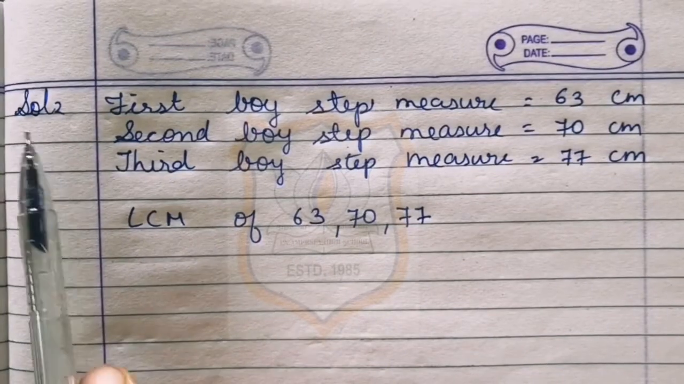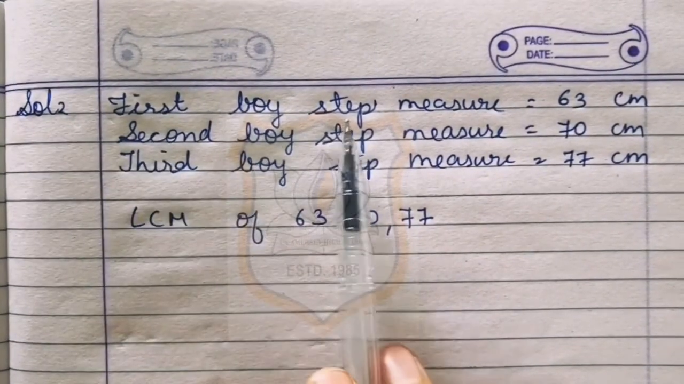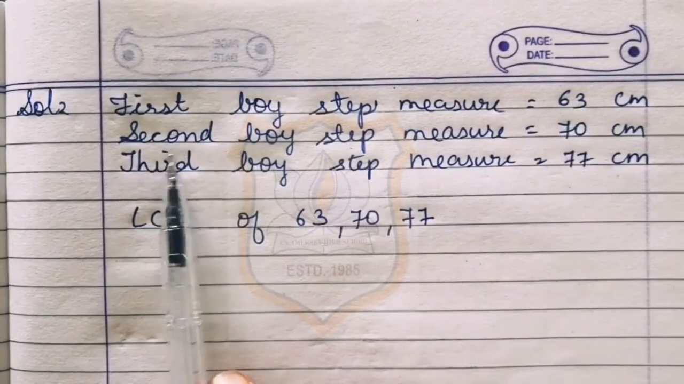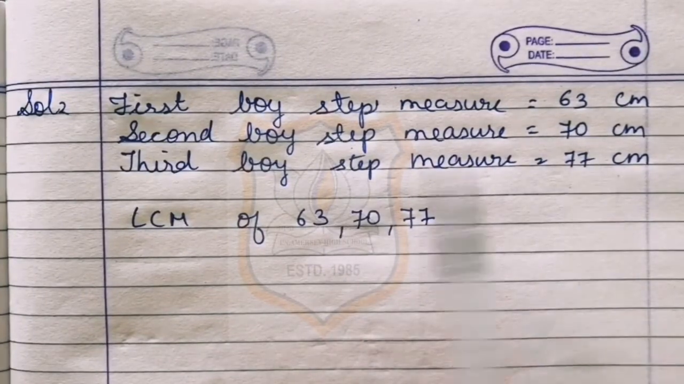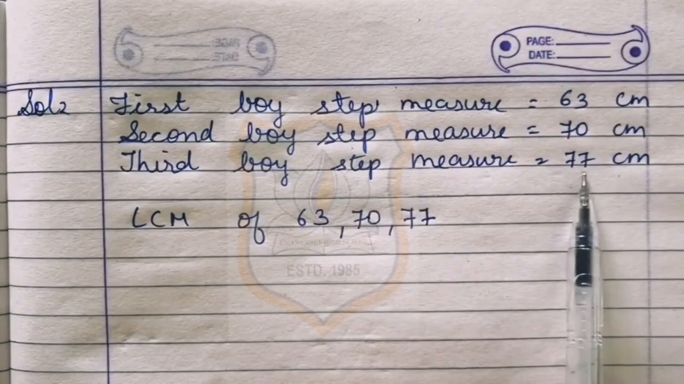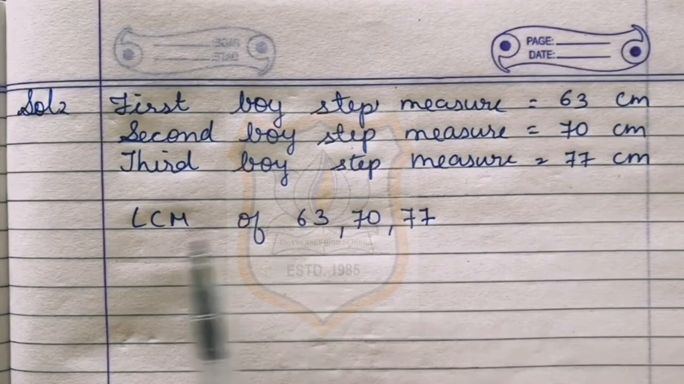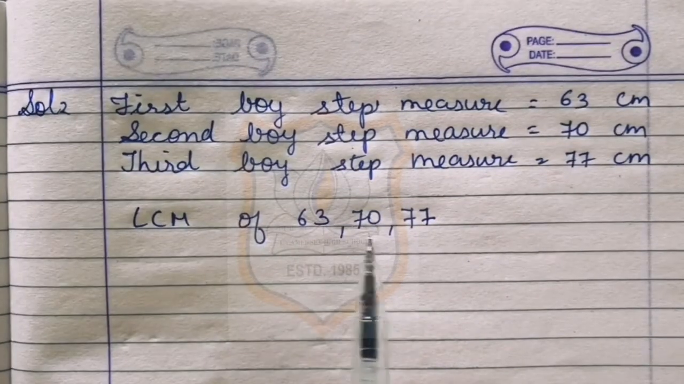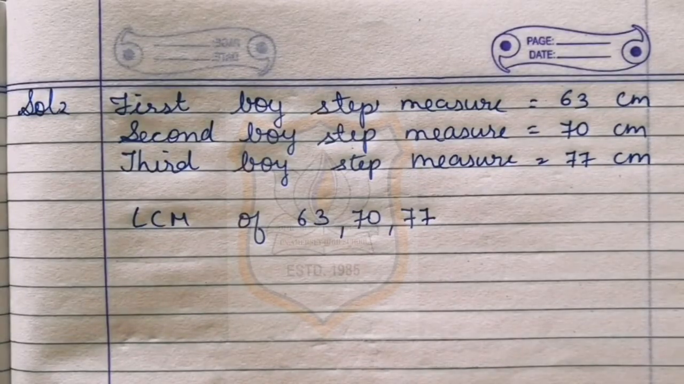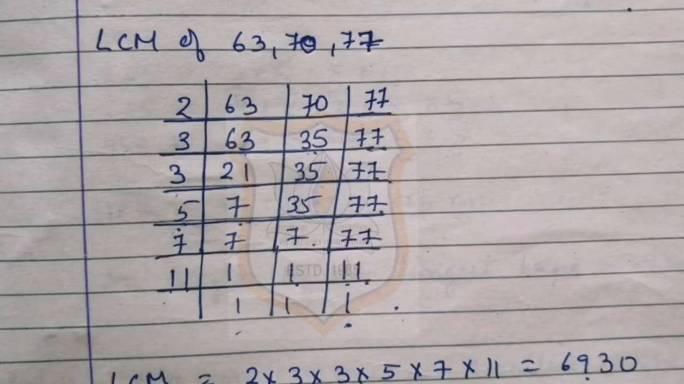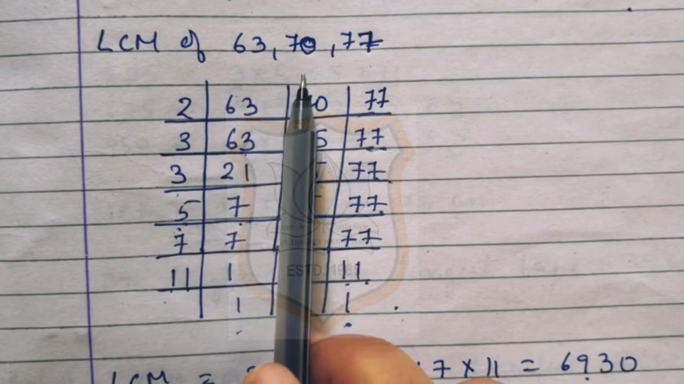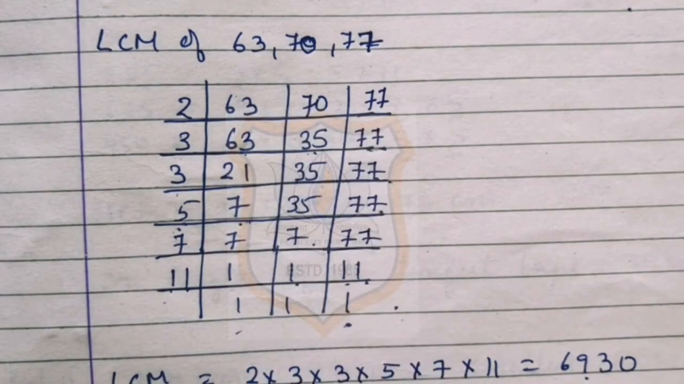Now solution for sum number 2. First boy's step measures 63 cm, second boy's step measures 70 cm, third boy's step measures 77 cm. This was mentioned in the question itself. Now we have to find out the LCM of 63, 70 and 77. For this, we have to find out the prime factors of these numbers.